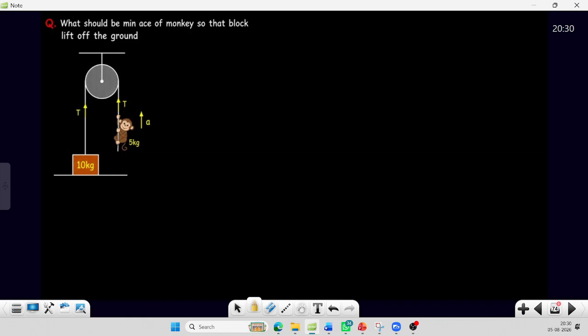How much is the tension? First of all, this weight is 100. Now for the 10 kg block just to move, what should the minimum tension be? Tension must be 100. This is the same string, so this tension must also be 100.